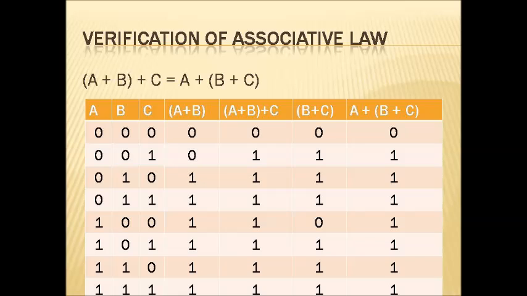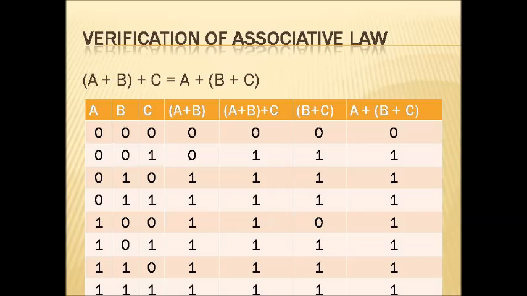I have verified only the one part of the associative law. The other part is (A · B) · C is equal to A · (B · C). That you have to do as a homework, right? You can use the truth table method to prove that.